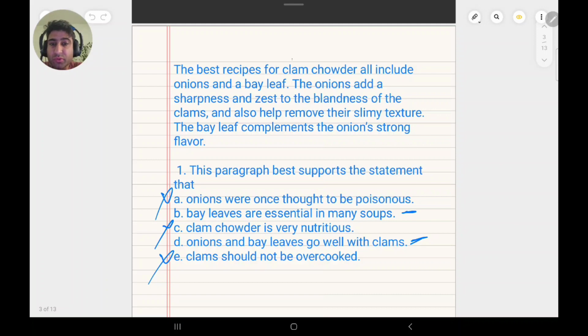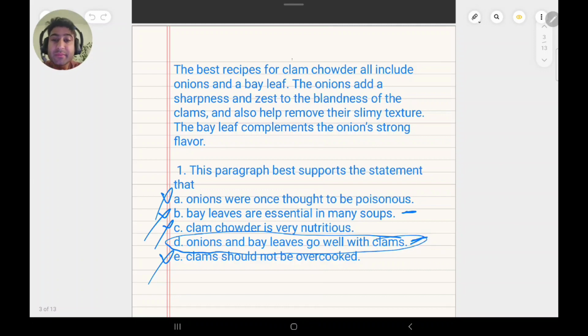So we are talking about both of the things. Onion adds sharpness, and bay leaf complements. It means that in this paragraph, they have discussed both onions and bay leaf. So I don't think only the bay leaves will be discussed. We will cancel this. The answer would be onions and bay leaves go with the clams. This is how you're gonna do it.